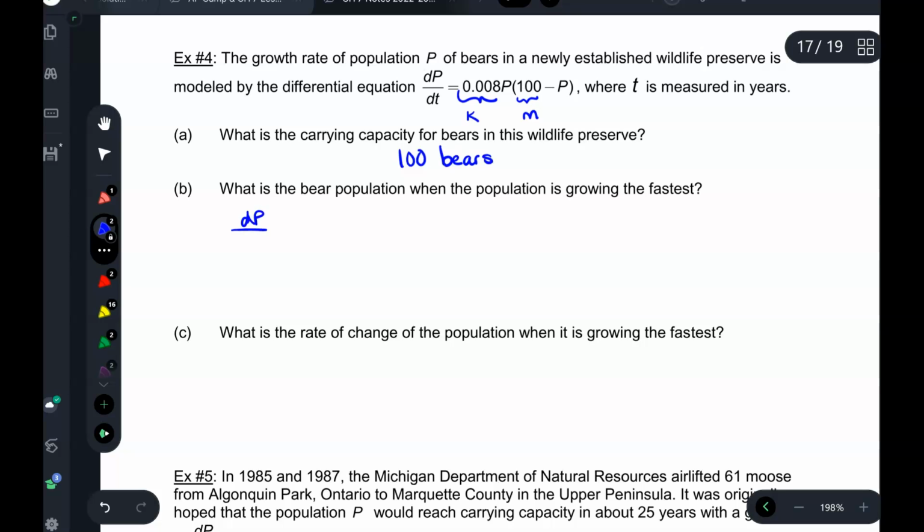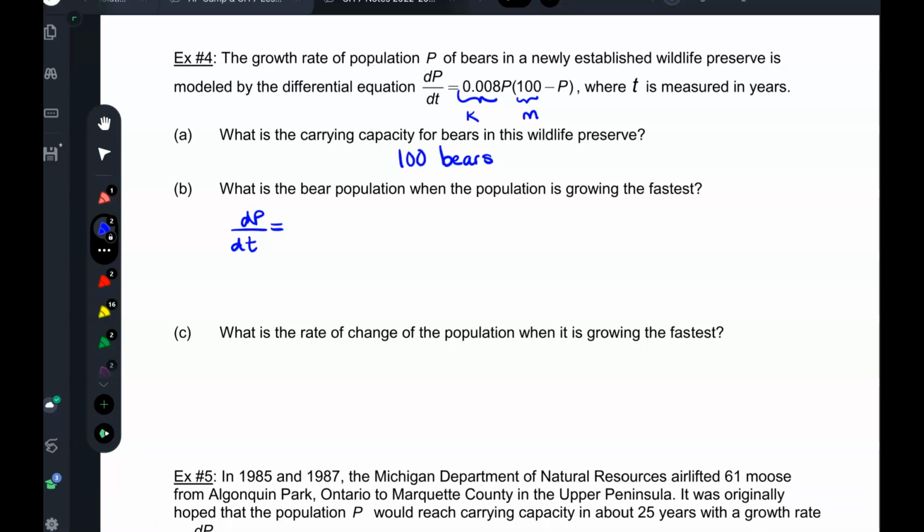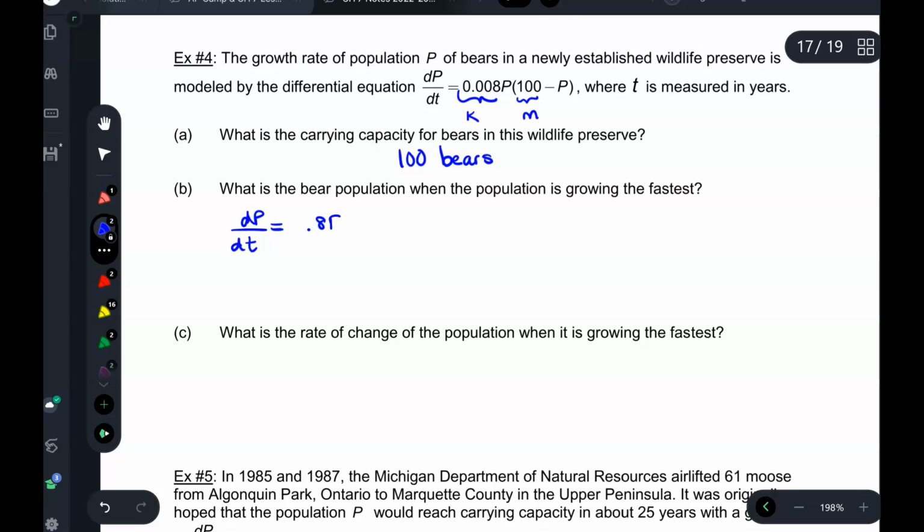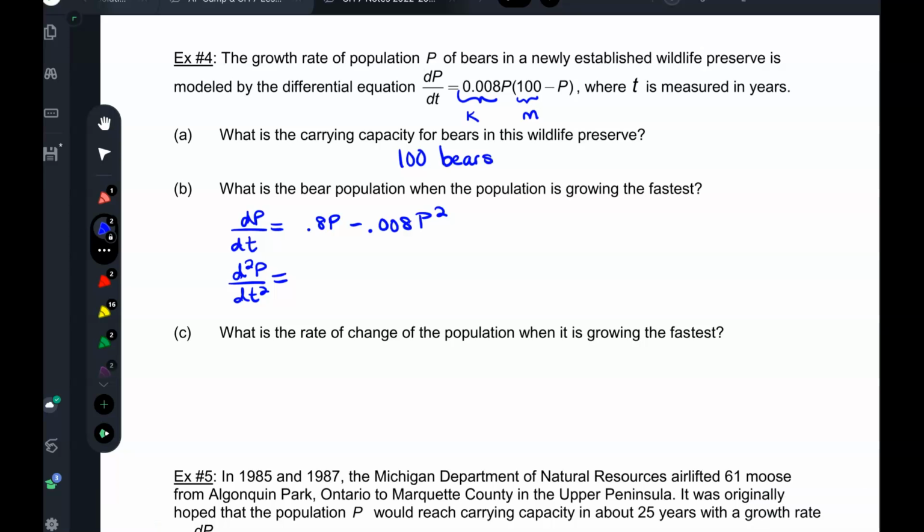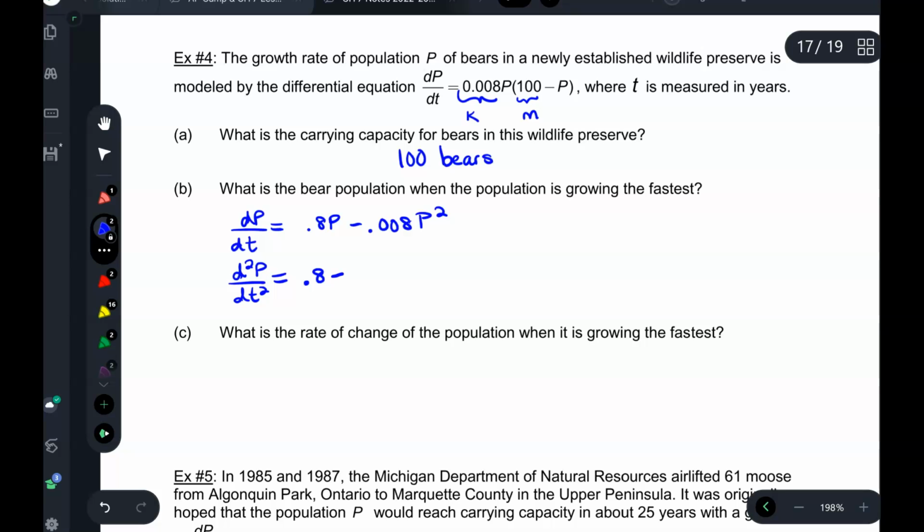What I would first do is take this and distribute. It'll just make it easier. Actually, I'm going to just multiply it: 0.8p minus 0.008p squared. So in other words, we're looking for the critical point for the second derivative. Okay, so that's going to be 0.8 minus 0.016p. After that, we want to set that equal to 0.